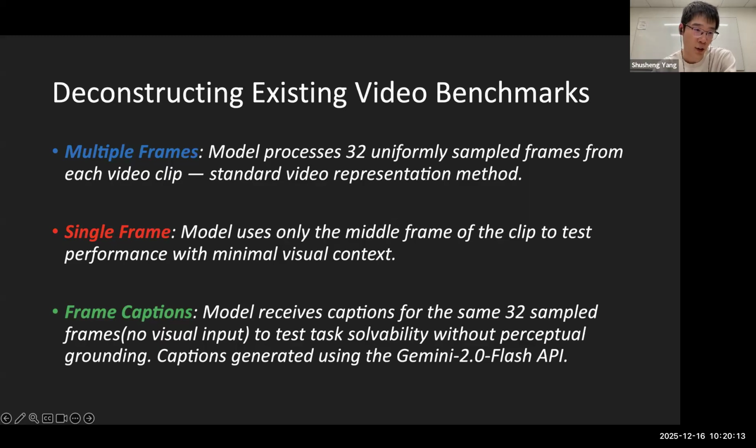And then we also test a single frame, where the model will just take the middle frame, only one frame, as input. And the last setup is we convert the 32 frames to a set of captions by using the Gemini 2.0 Flash model. Then we feed these captions into the model along with the question and ask the model to answer these questions.